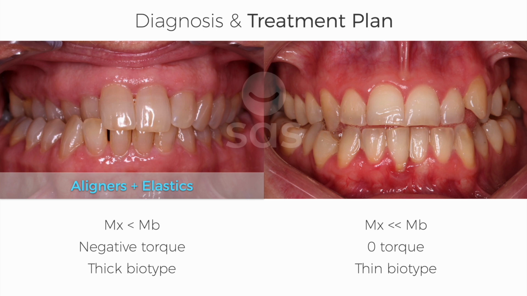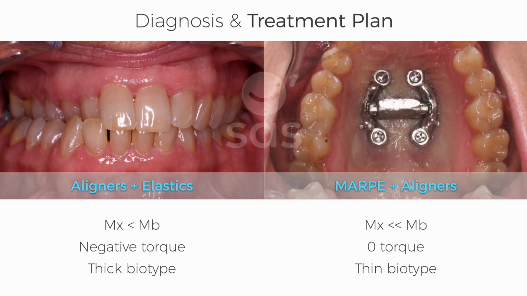In the second one, there is a huge difference between maxillary and mandibular bone, and expansion is limited by zero torque and a thin biotype. So in this case, we place a MARPI appliance before starting aligners treatment to solve the bone discrepancy.